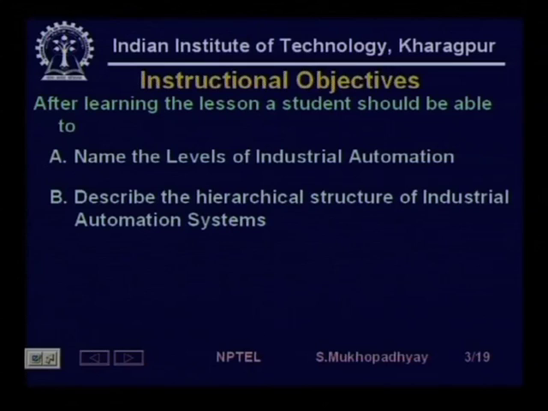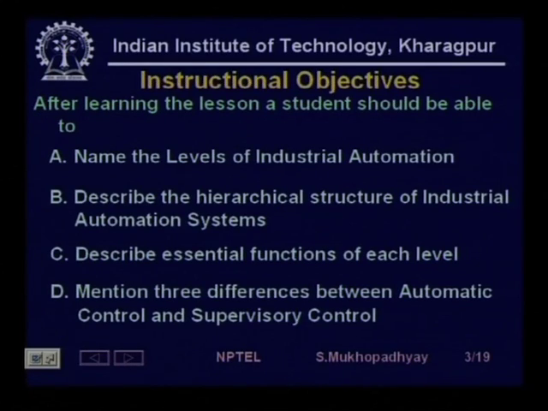The second objective is to describe the hierarchical structure of industrial automation systems, by which I mean to know what these levels do, to be able to understand how one interacts with another, what information one accepts from another, and what information it gives to the other. So, that will describe the hierarchical structure.